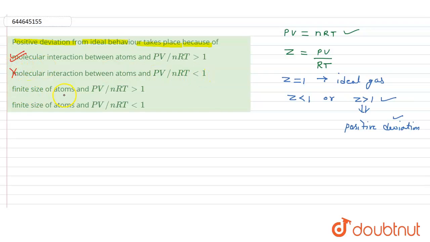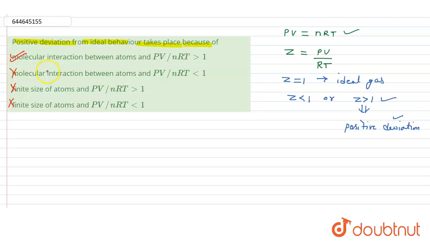And finite size of atom is not important, because here the interaction is important, right? If there is no interaction between the molecules, that means the gas is approaching ideal behavior. And if there is interaction between the molecules, that means the gas is approaching real behavior. So this means options C and D become wrong, right?